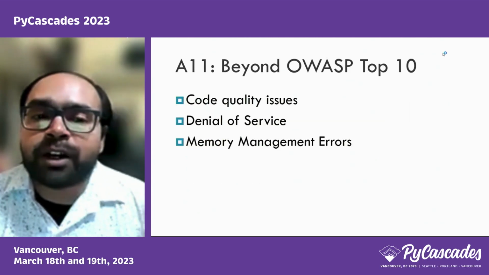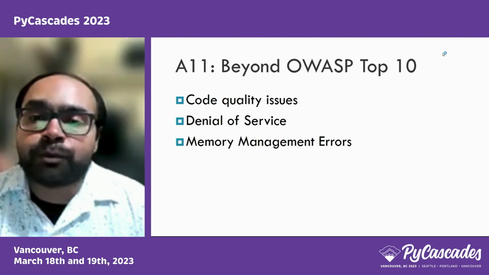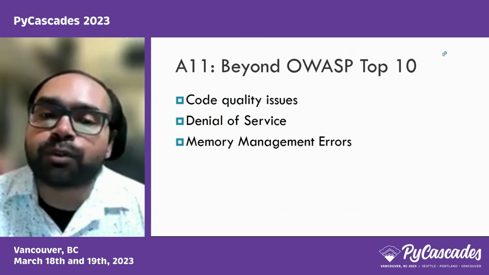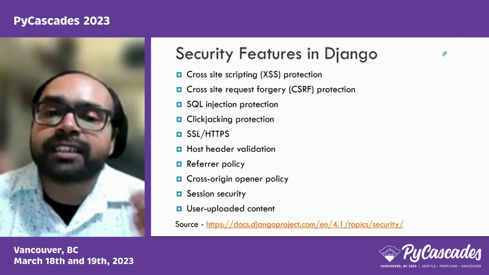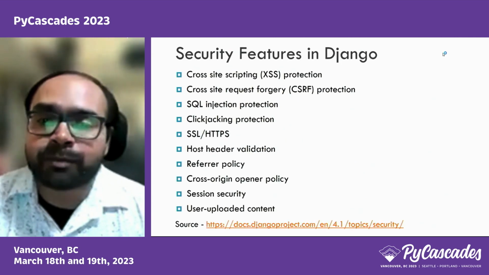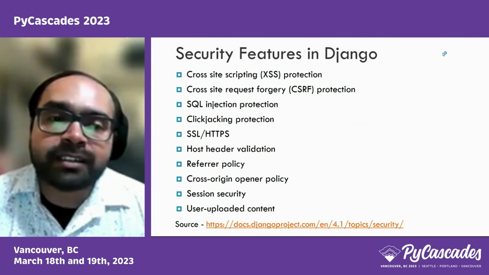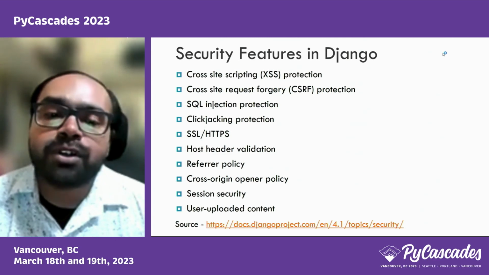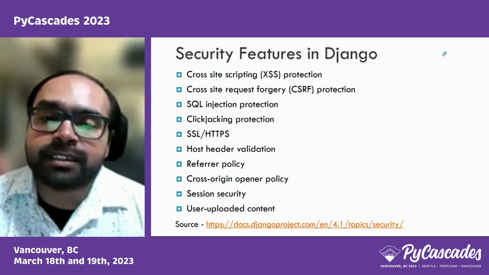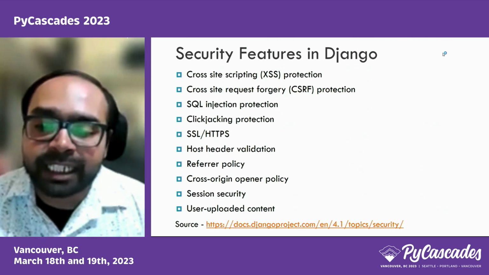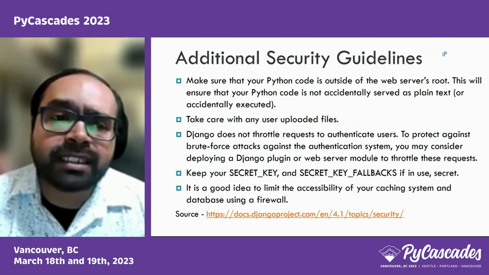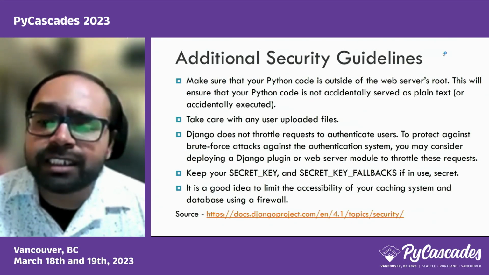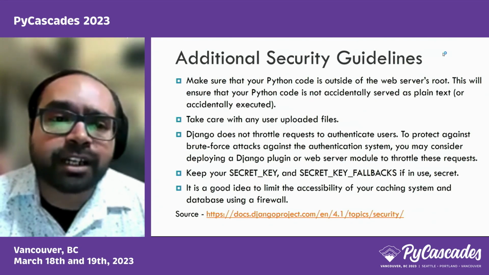So beyond A10, so beyond OWASP top 10, we have got code quality issues, denial of service, memory management errors. So all these things are already mentioned on the OWASP website, and there are some security features in Django. Of course, again, all these details you can find in the link mentioned on this slide below. Then there are some additional security guidelines. So again, these are mentioned on the Django site.